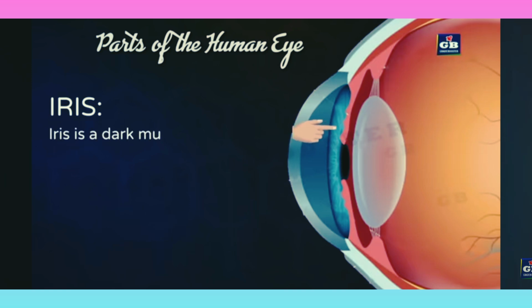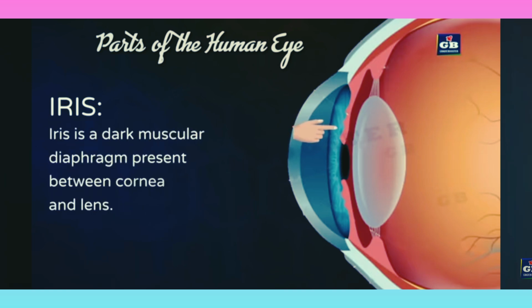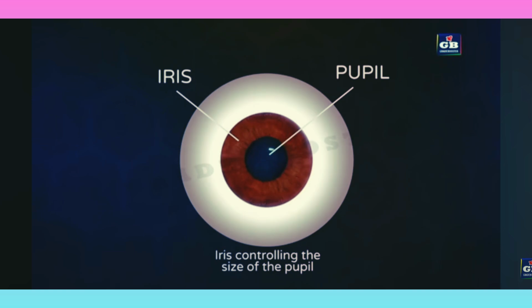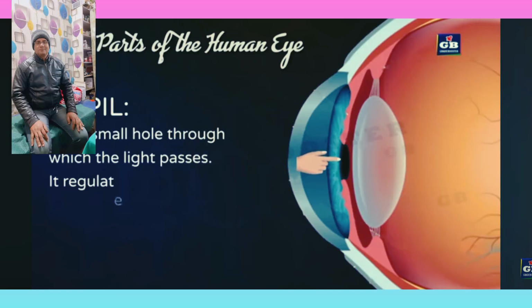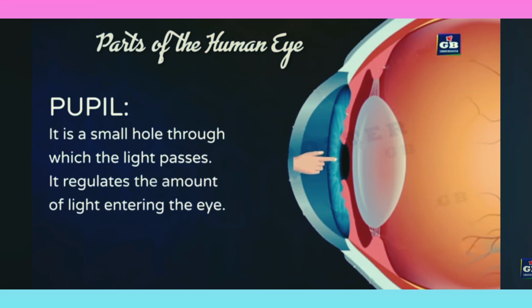Iris. Iris is a dark muscular diaphragm present between cornea and lens. It controls the size of the pupil. Pupil. It is a small hole through which the light passes. It regulates the amount of light entering the eye.